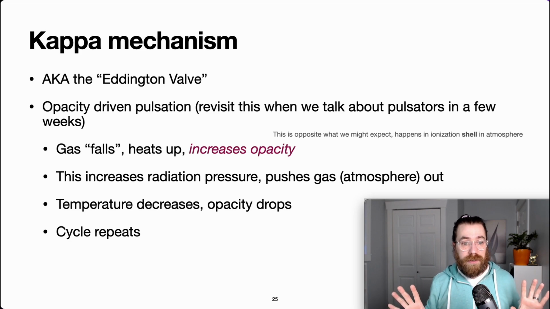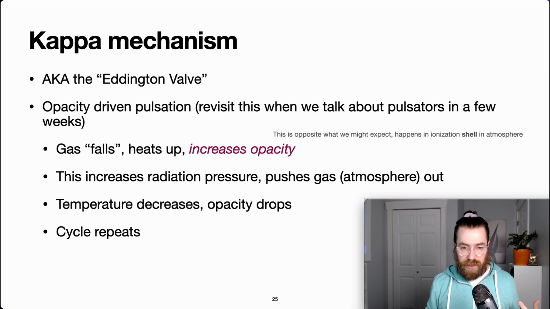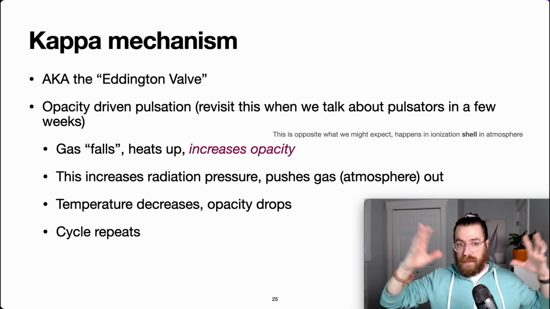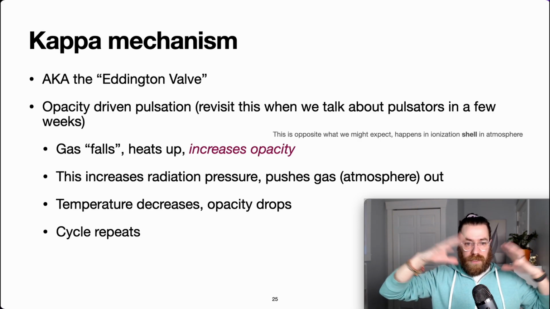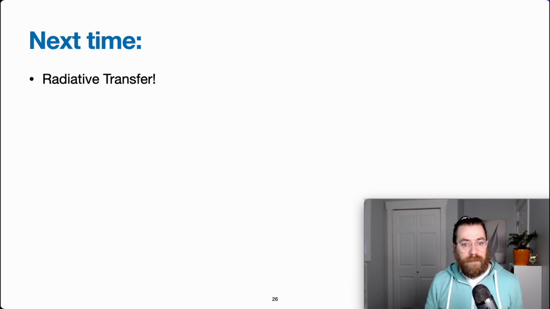So the spoiler here is this is called an RR Lyrae star, or a Cepheid variable. There's a couple types of stars, Delta Scuti also, that use this kappa mechanism to drive these radial pulsations. There are other mechanisms that drive pulsations, which we won't talk about here because they're not opacity driven. But this is the sort of backwards opacity. When opacity temperature dependence flips over, you end up getting this instability, which drives stars in this radial manner. It's really neat, and we will talk about it again in a few weeks when we revisit pulsators and how we observe them. Okay, and that wraps up our talks on opacity as its own topic.